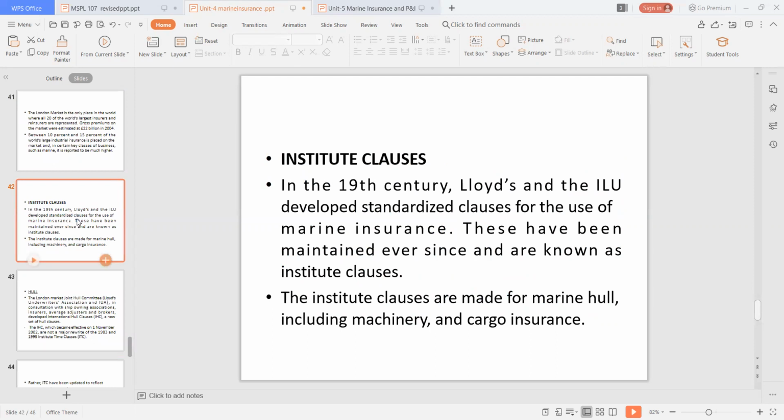Institute classes, I already told about that. Institute classes, London market and institute classes. In the 19th century, Lloyd's and the ILU developed standardized classes for the use of marine insurance. These have been maintained ever since and are known as institute classes. The institute classes are made for marine hull, including machinery, and cargo insurance.